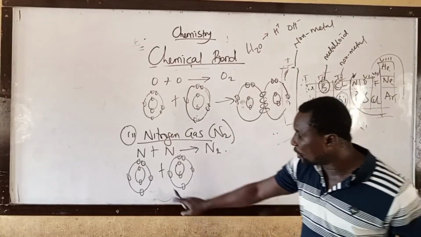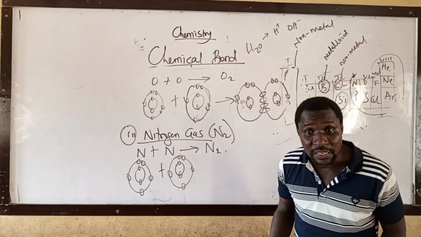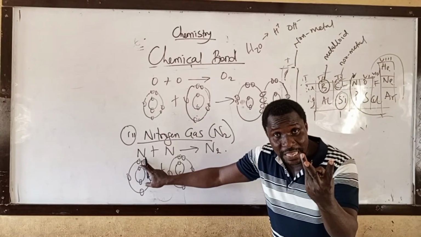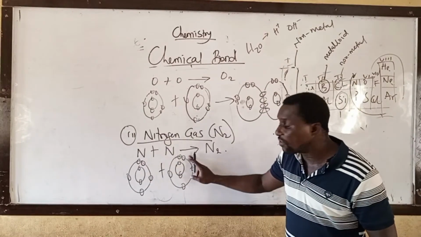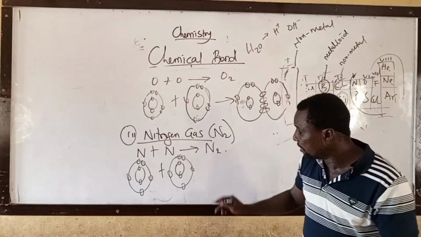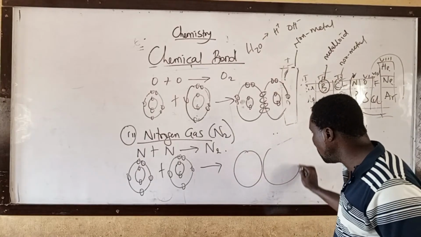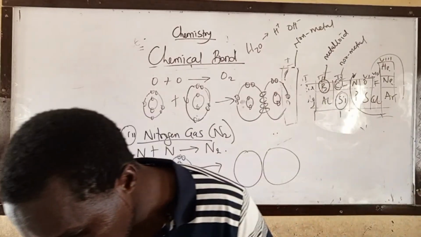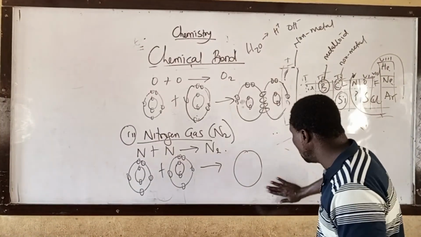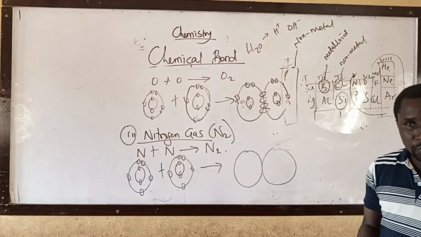This one needs three to be stable, to make it 8. He has 5 on the atomic shell. He needs an extra 3 to have 8 on the atomic shell. Then they will now come together.